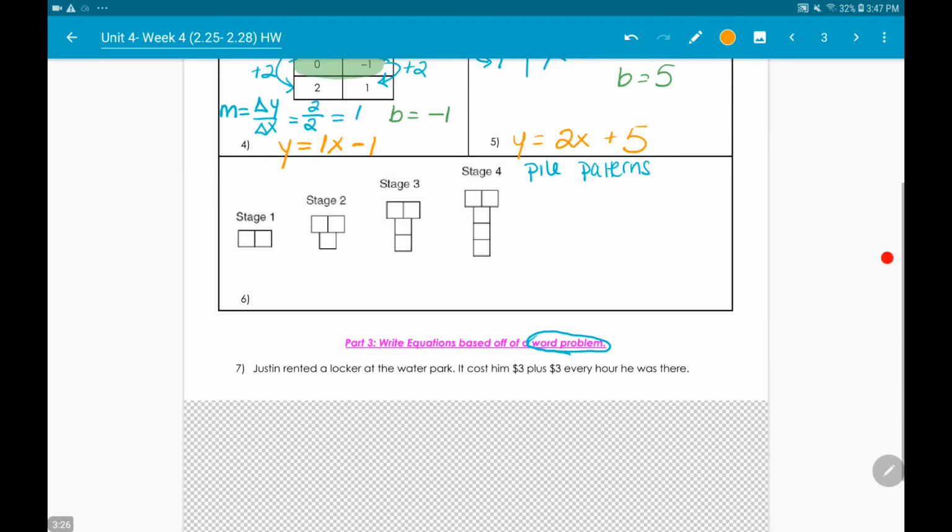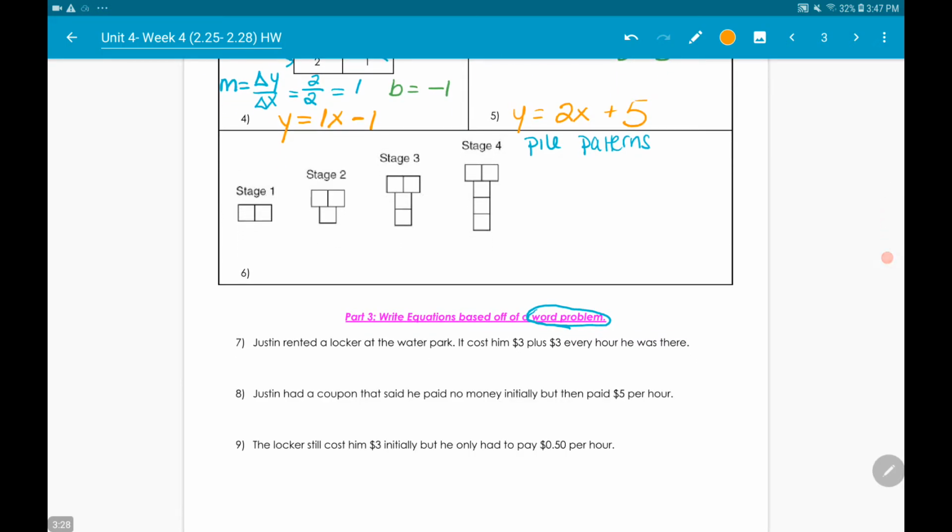Alright, and pile patterns. Pile patterns are a little tricky because the y-intercept isn't given. We actually need to find it. So let's count how many boxes we have in each stage. Here I see 2, 3, 4, and 5. And again, just like with 2 points, I'm going to turn this into a table. Only difference is I'm going to leave 0 empty because we need to come back and find it. So go ahead and fill out your table.